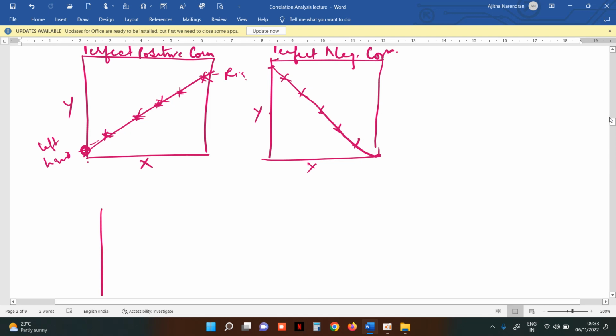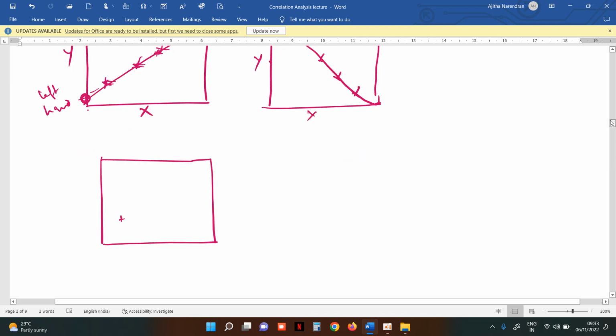The next one is how to identify the high degree. If the scatterness is less and it is moving from the lower left hand corner to the upper right hand corner, you can see there is very little scatterness. When the scatterness is less and it moves from the left hand corner to the right hand corner, it is known as what?